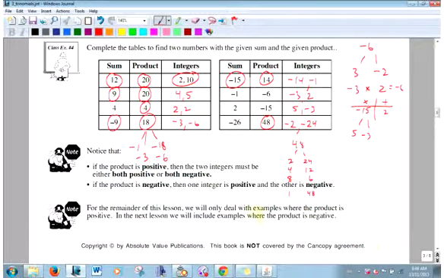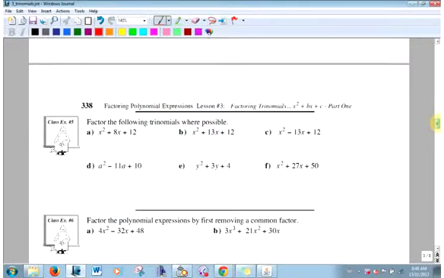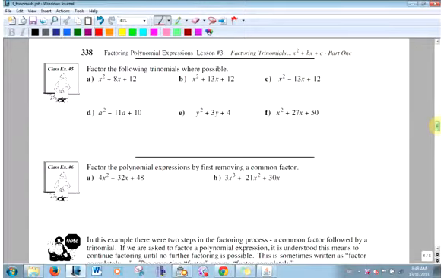Okay? And to make it nice, for the rest of this lesson, it's all going to be positive. So we're not even going to have those to start. Okay? This is tricky stuff. So we're going to go slowly, make sure we get it. There's a couple examples and then you're on your own.